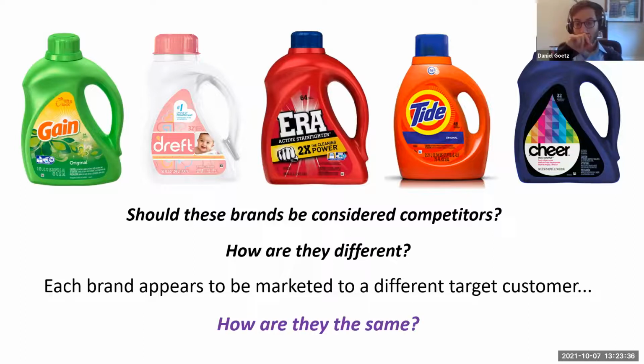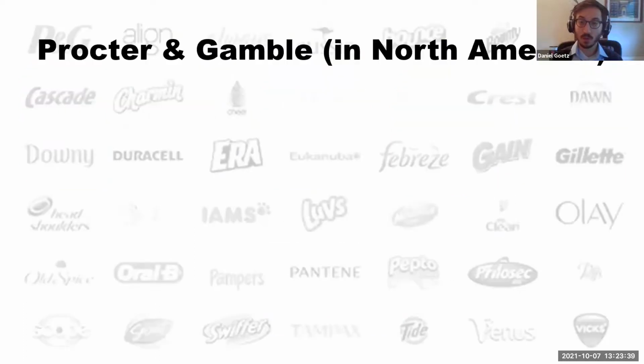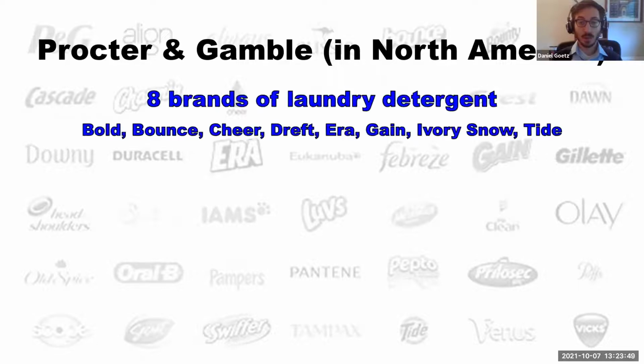So how are they the same? Well, they're all owned by the same company. So Procter & Gamble is a large company that makes a lot of consumer products in North America. And they have 8 brands of laundry detergent. So we saw 5 of them. So they have 3 others in addition to the 5 I showed you.